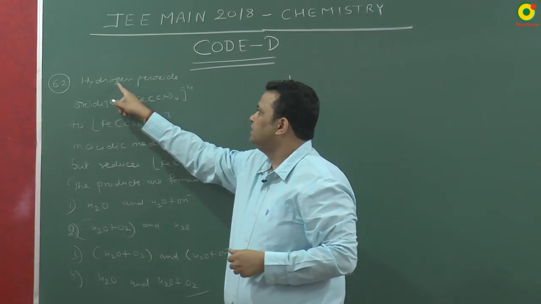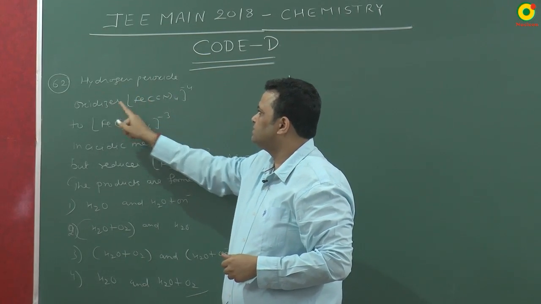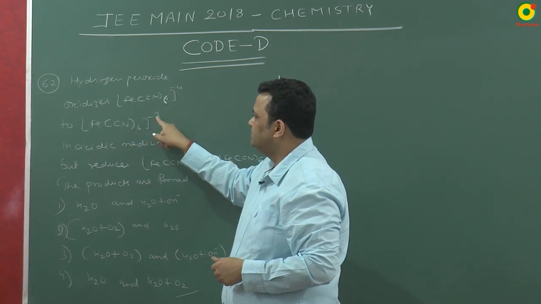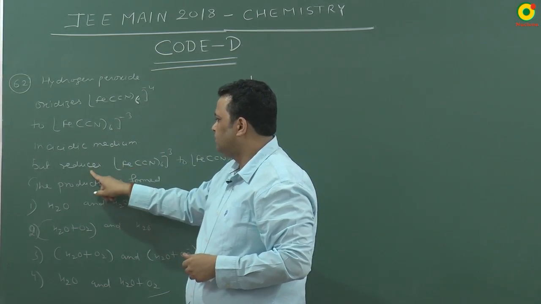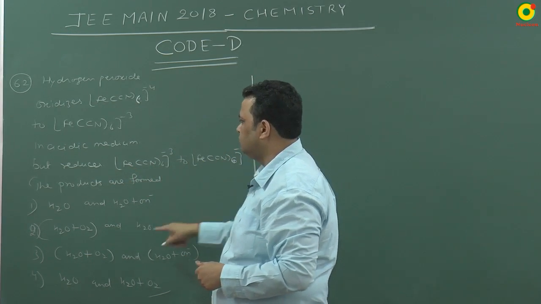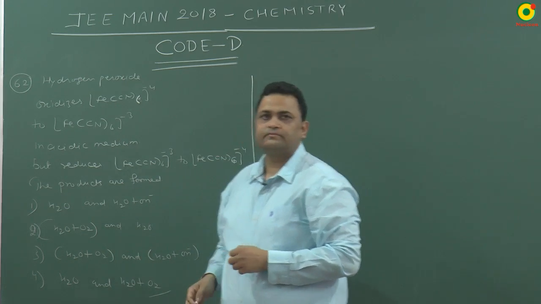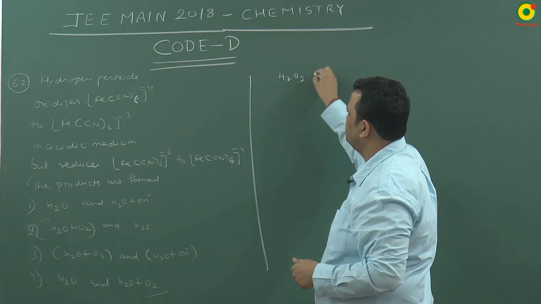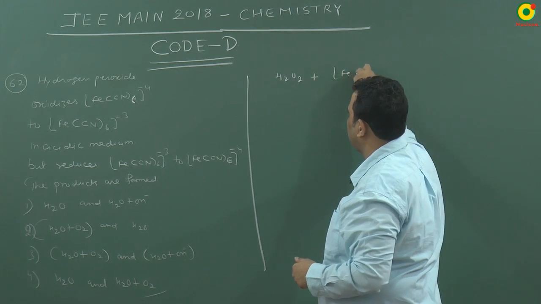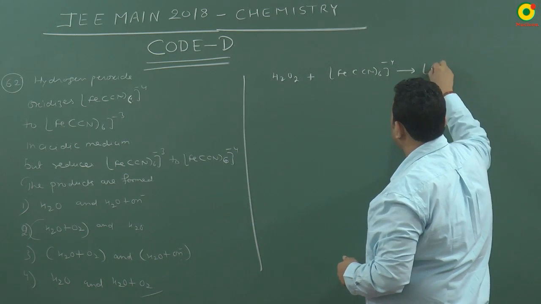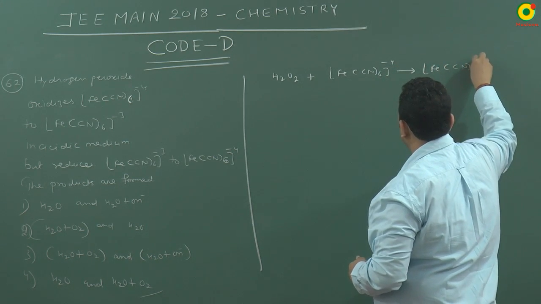Question 62: hydrogen peroxide oxidizes Fe(CN)6 4- into Fe(CN)6 3- in acidic medium, but reduces Fe(CN)6 3- to Fe(CN)6 4-. The products formed are? So in the first part, H2O2 is oxidizing Fe(CN)6 4- into Fe(CN)6 3-.